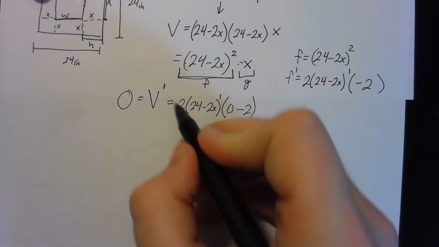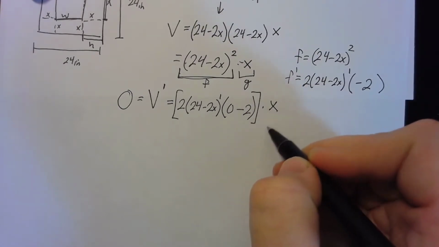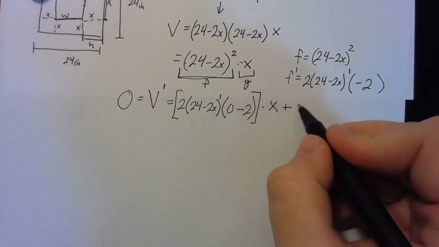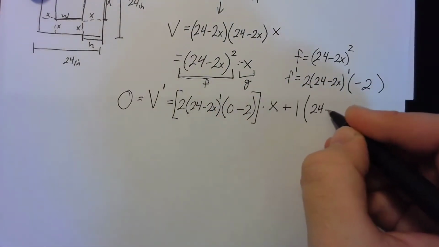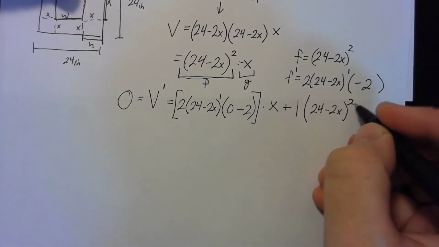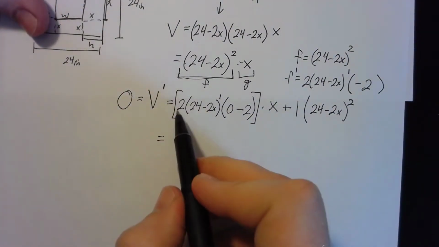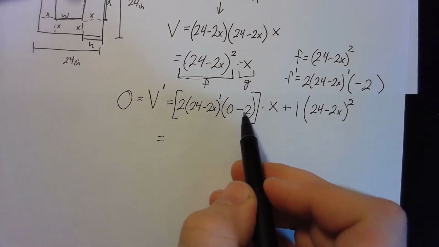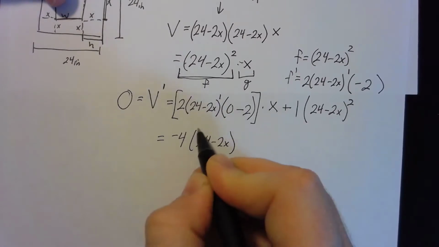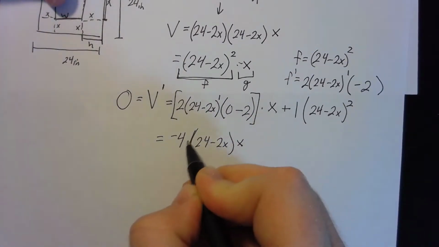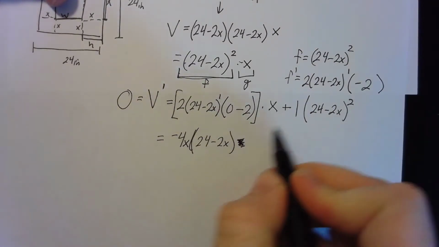Okay? After I've taken the derivative of f, I have to multiply that by g unchanged, plus the derivative of g, which is 1, that part is easy, times the first function left unchanged. So now I have the derivative here. I'm going to tidy it up a little bit by simplifying and combining like terms. 2 times a negative 2 is a negative 4, times (24 − 2x), times an x. So I'm going to move that x over here. Again, this x is multiplied by everything.